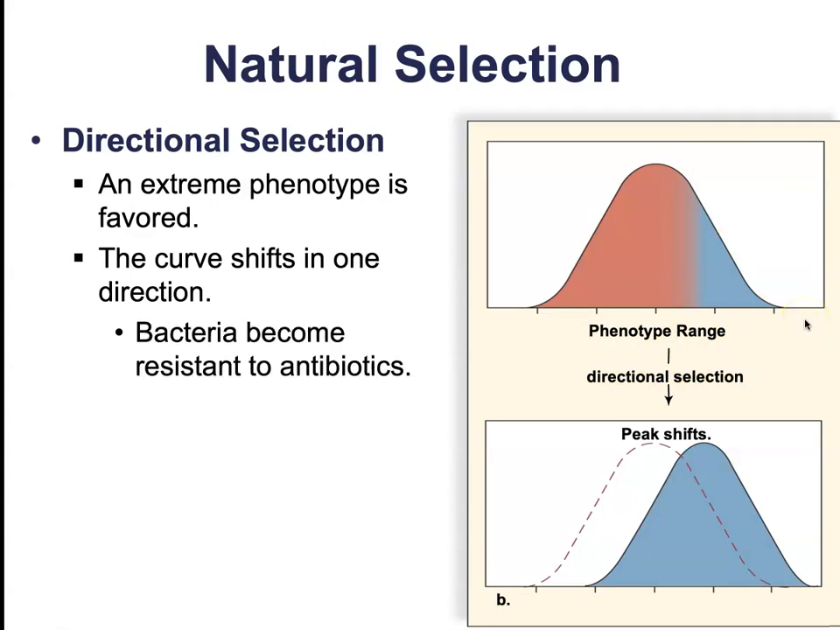Another example of this would be bacteria becoming resistant to antibiotics. If this is our range of bacteria and some over here have a phenotype, or a genotype, that allows them to be resistant to antibiotics, we're going to see that within just a few short decades, the entire population is going to shift in that direction towards favoring the genotype that can survive those antibiotics.